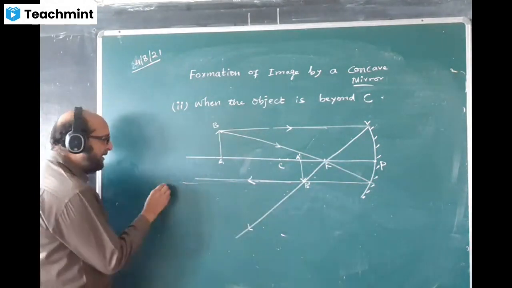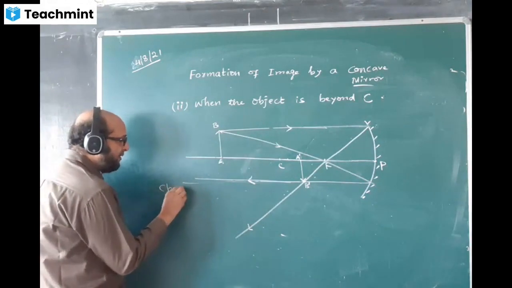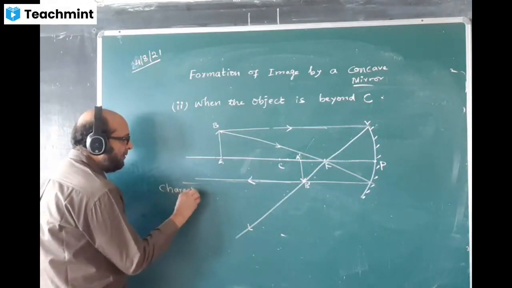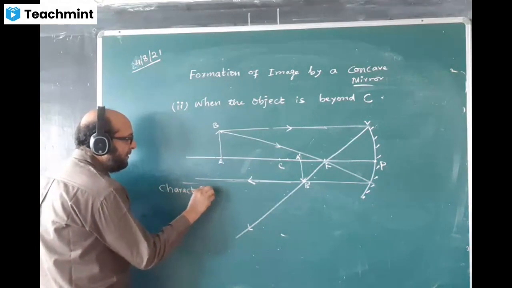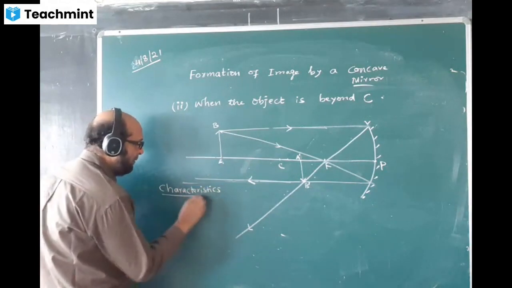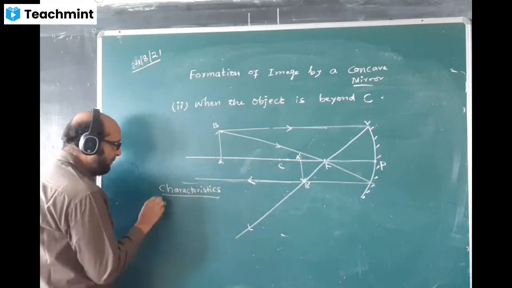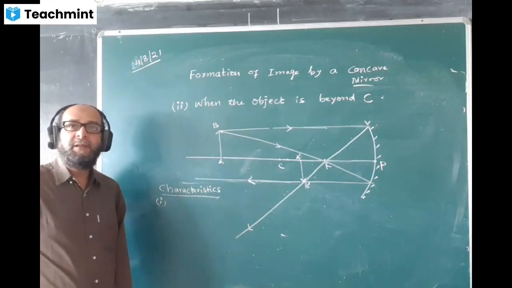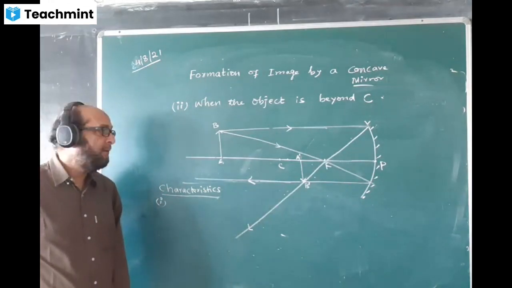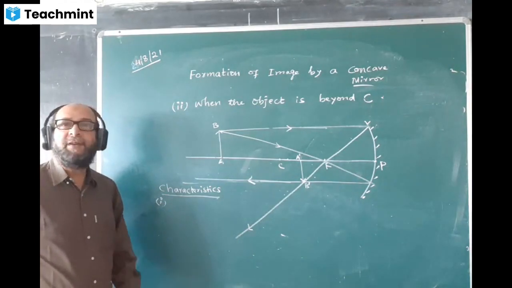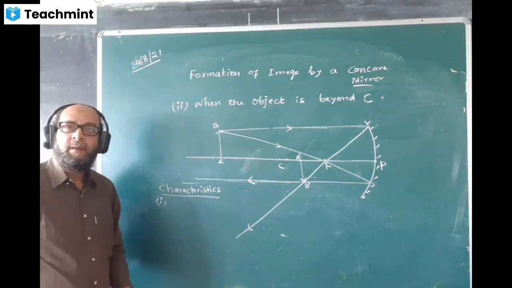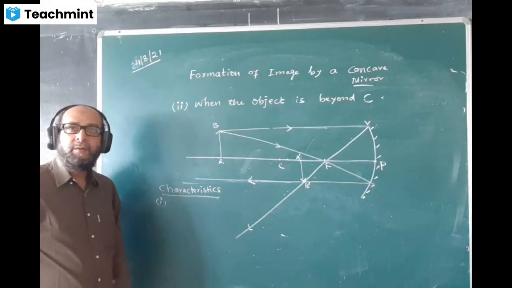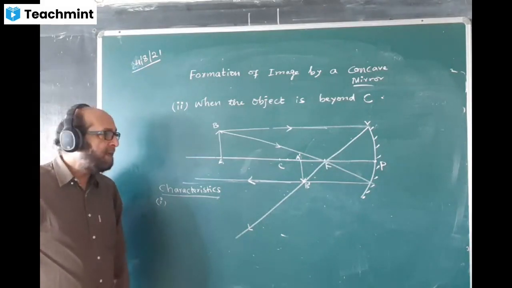Then you write characteristics. Now you write here. Characteristics number 1. First you have to write where is the image forming. You can check the diagram and tell me where is the image formed. See and tell me where is the image formed.